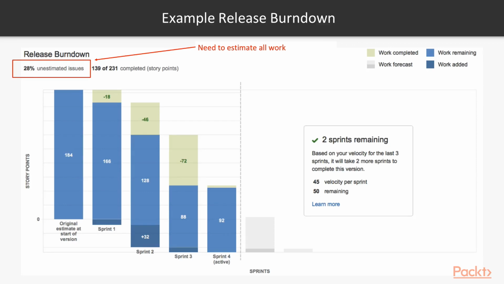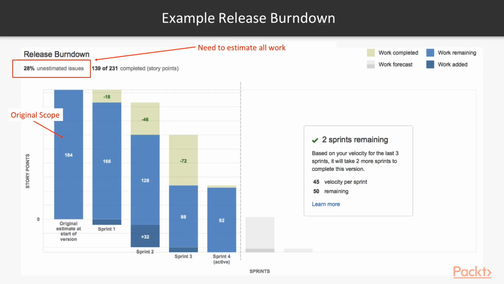So there's 28% of the issues contained within here that do not have story point estimates, which means that your original scope is actually larger than the 184, but we don't have that work sized. It would be very important to do right away to go and make sure that all of the work is sized so that it's all contained within your forecast. As we said before, that 184 points represents your original scope.